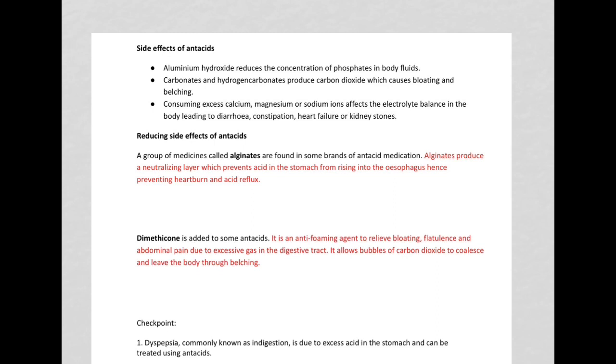These are other side effects of antacids. For example, aluminium hydroxide reduces the concentration of phosphates in body fluids. Carbonates and hydrogen carbonates produce carbon dioxide, which can cause bloating and belching. And if you consume antacids in excess, it can affect the electrolyte balance in the body, leading to diarrhea, constipation, heart failure, or kidney stones.